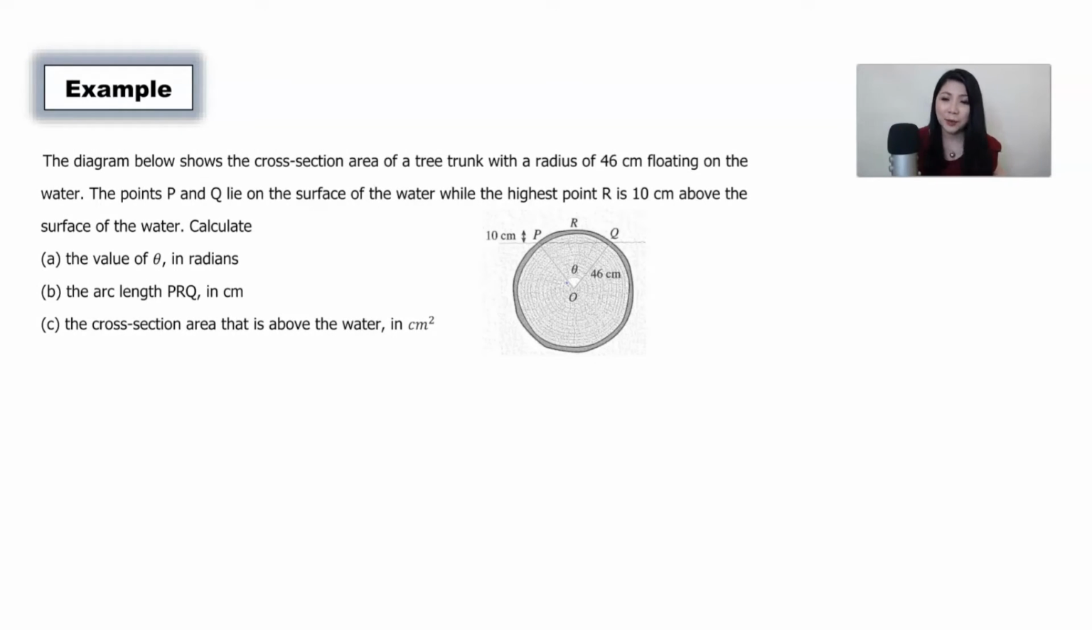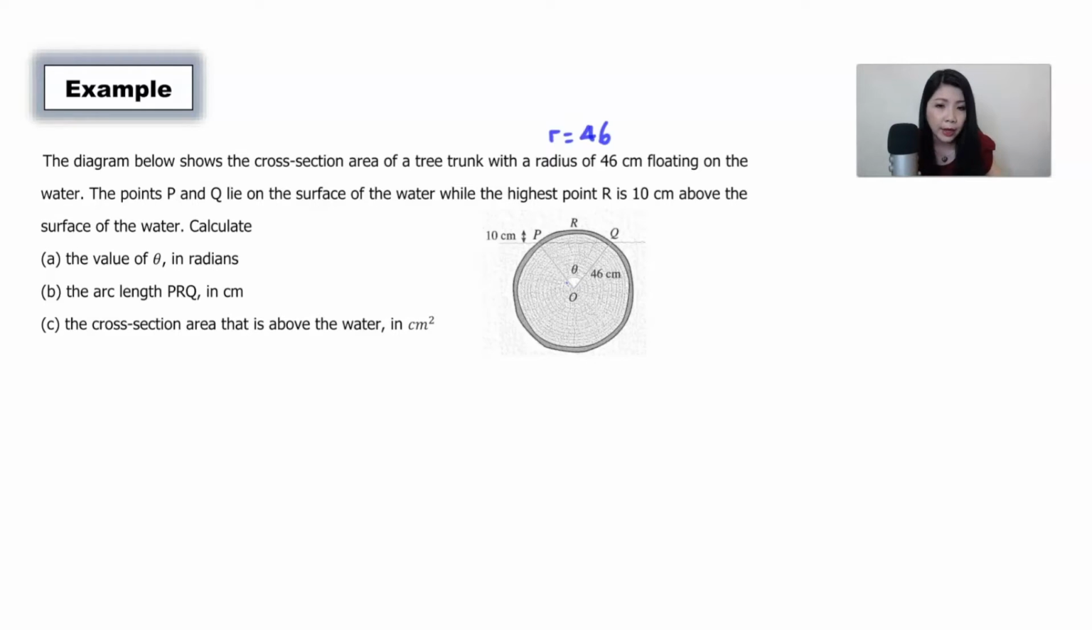Let's look at this example. The diagram below shows the cross-section area of a tree trunk with a radius of 46 cm, so r is 46, floating on the water. The points P and Q lie on the surface of the water, while the highest point R is 10 cm above the surface of the water. Calculate the value of theta in radians, the arc length PRQ in cm, and the cross-section area that is above the water in cm squared.